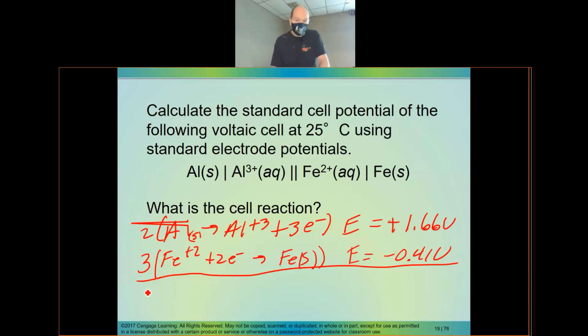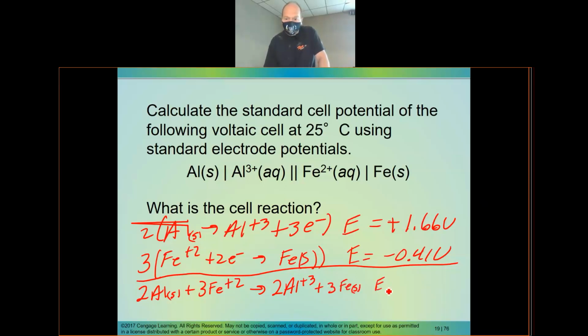And so the cell reaction is two aluminum solid plus three Fe2+ yields two Al3+ and three Fe solids. And our E value, when we add these two numbers up, is 1.25 volts. And so this is a spontaneous reaction.